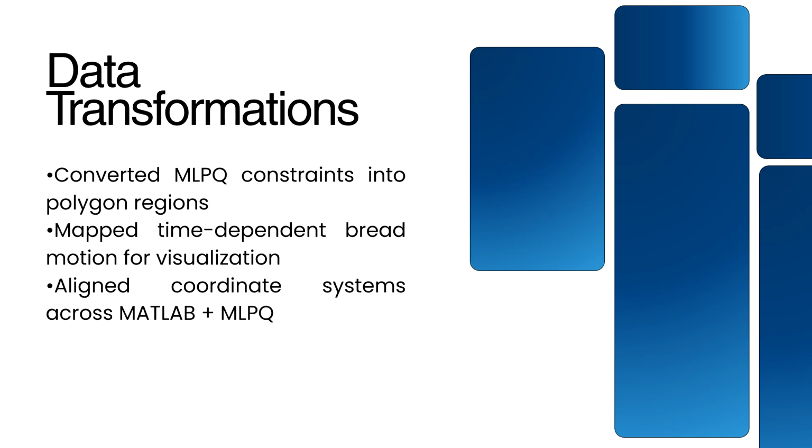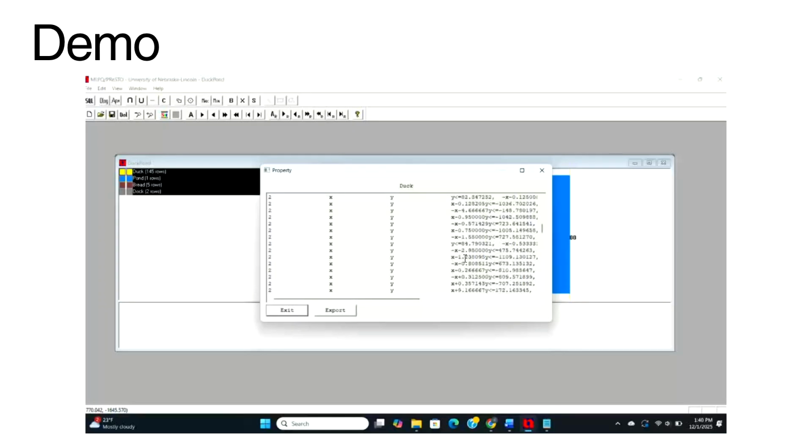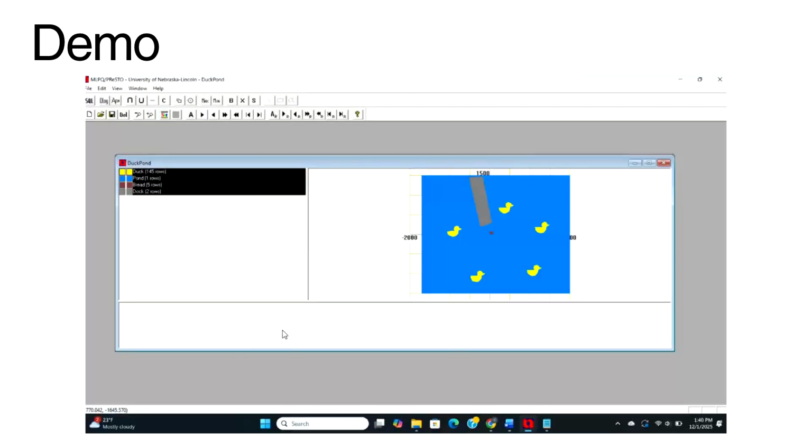So for our data transformations, we converted MLPQ constraints into polygon regions, and then we mapped time-dependent bread motion for visualization, and we aligned coordinate systems across MATLAB and MLPQ. So now we'll just do a quick demo.